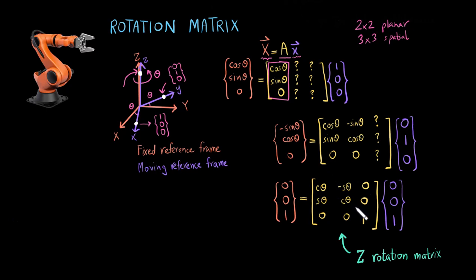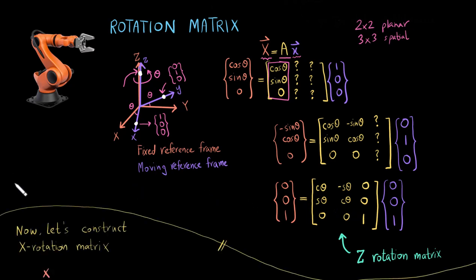And you may ask, do we have a rotation matrix about other axes too? Yes, we do. We have a rotation matrix about y, and we have a rotation matrix about x. And how do we figure that out? The methodology is pretty simple and similar.